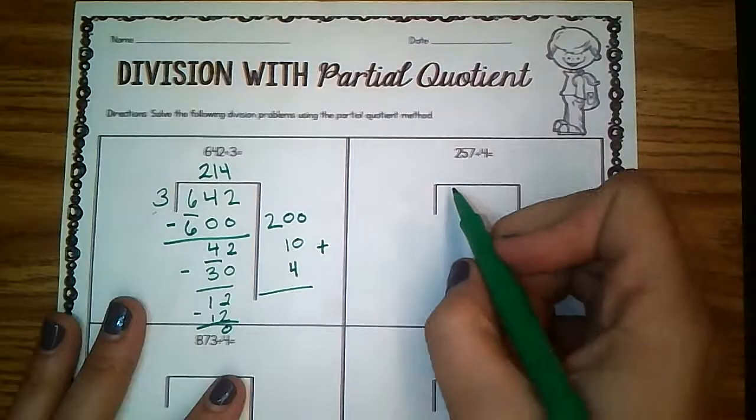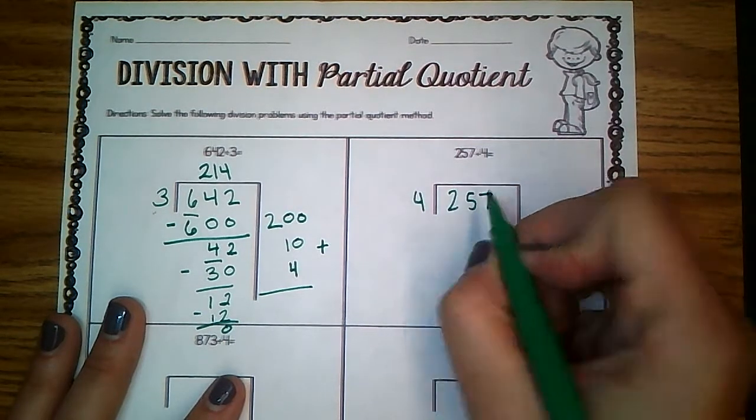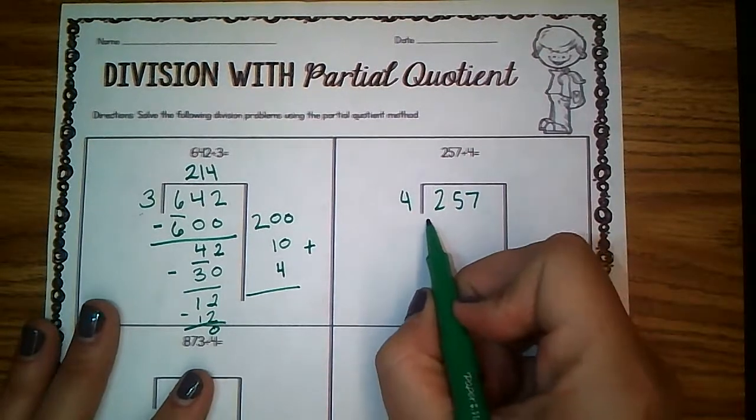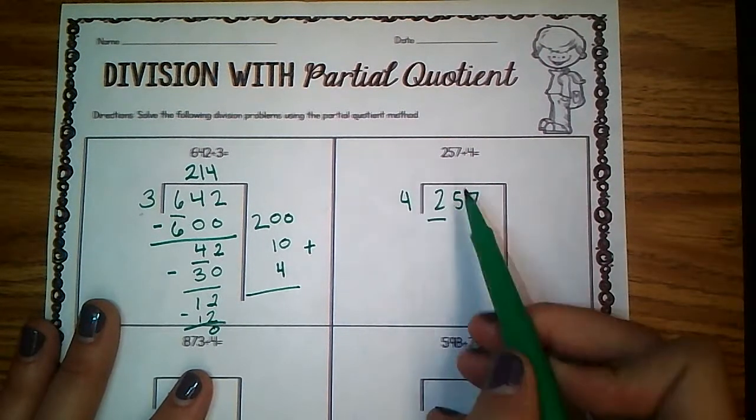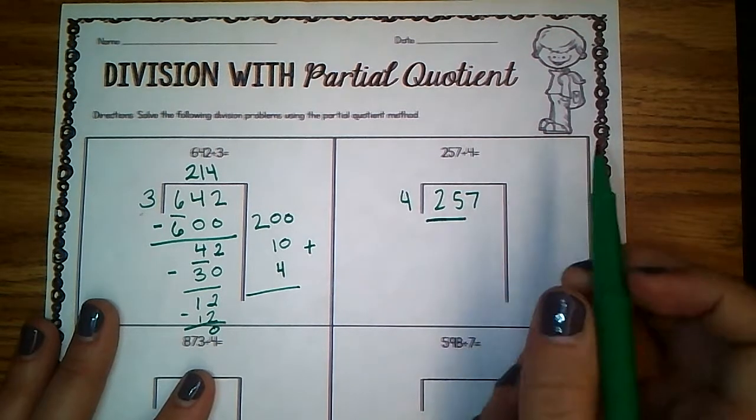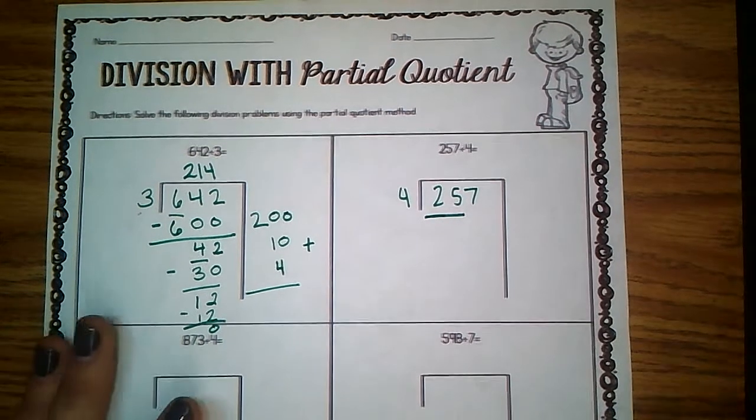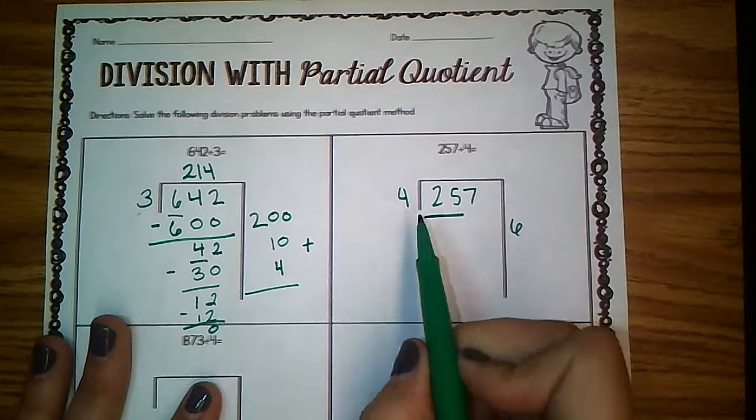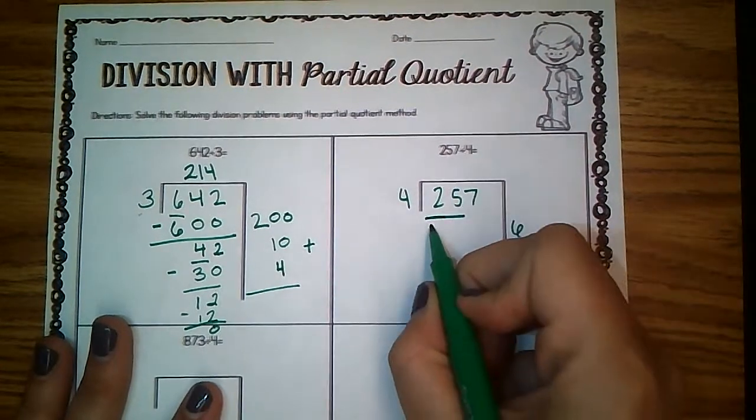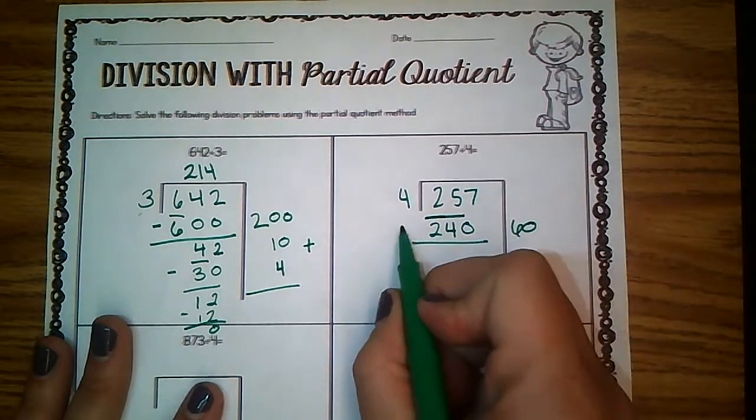Moving on, we're going to put 4, our divisor, on the outside and 257 on the inside. First thing, underline the 2. How many times can 4 go into 2? It can't, so we need to underline another number. Now we're looking, how many times can 4 go into 25? I know that 4 times 6 is 24, so I'm going to put the 6 on the side. 4 times 6 is 24. Add a 0 here, add a 0 here, and subtract.